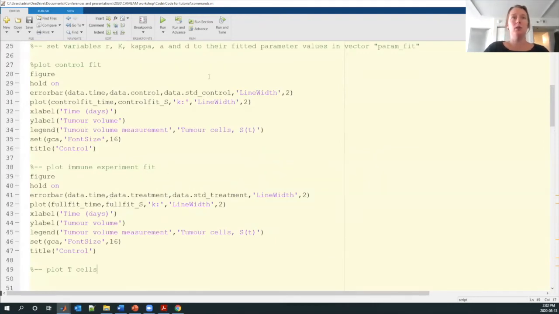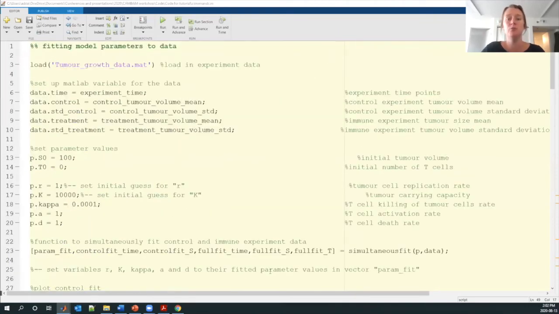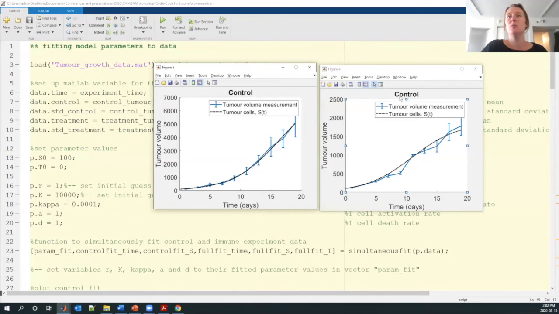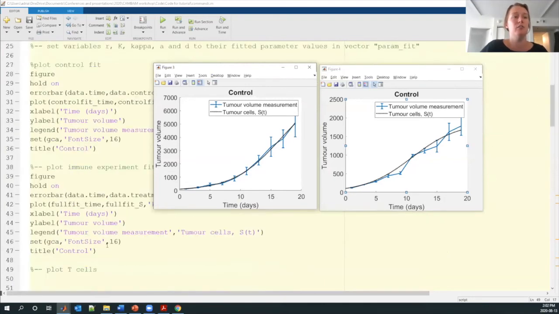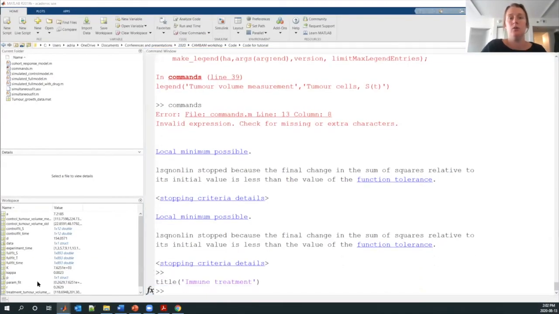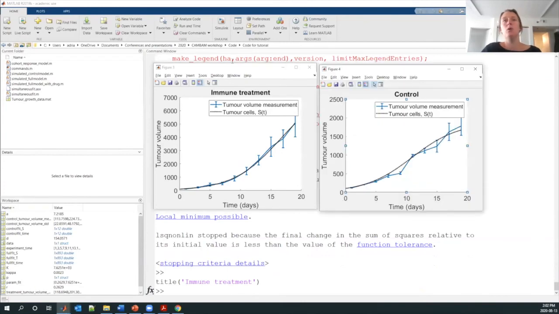Just continuing on, if I run this full section, this is our fitting section again. I just want to show you the full results of the fitter. So what happens is you get these two fits here when you run it. This is our control experiment. This one says control, but it's just because we haven't changed the title label yet. If you change that to immune treatment, and we just run this line by pasting it in the command window, you get the control and the immune treatment fit.